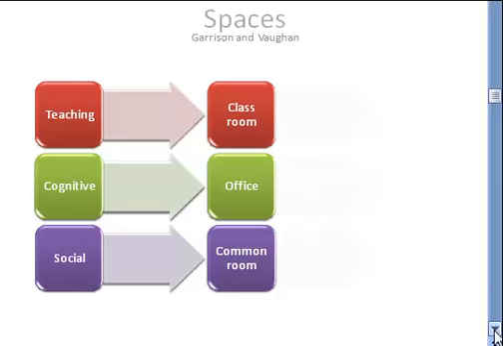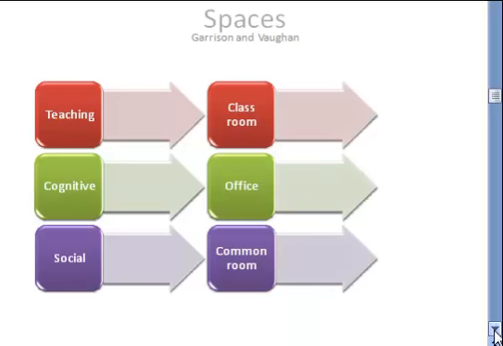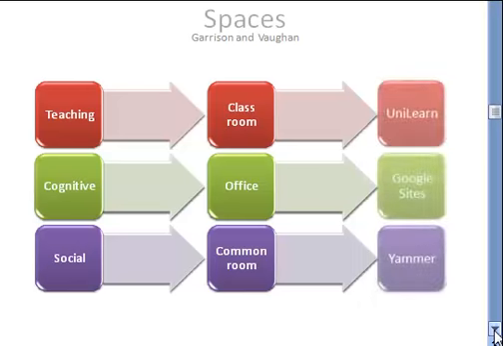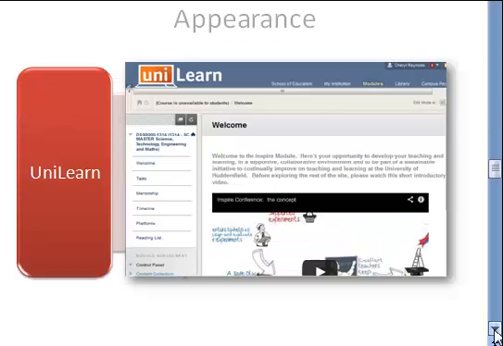So when we began to think about how to formulate this in an online environment, what we've done is to choose the environments that we think best suit these purposes. So for the teaching space, we're going to use Yuni Learn. For your individual cognitive space, we're going to give you a Google site that you can edit yourself. And as a social space, we're going to exploit Yammer. So what do these spaces look like?